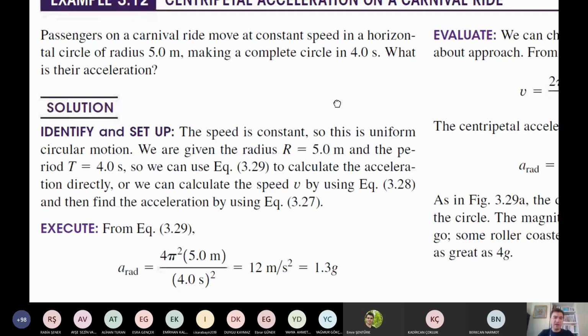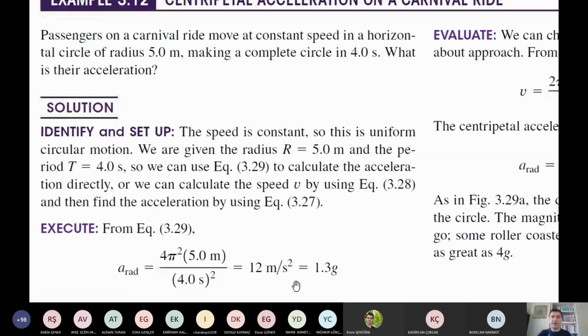So the A radial is given with 4 pi square times r over T square, square of the period. Period is given 4 seconds, and radius of the carnival ride is also given 5 meter. Then radial acceleration is 12 meter per square second. The result is in meter per square second. This is the unit for the acceleration.